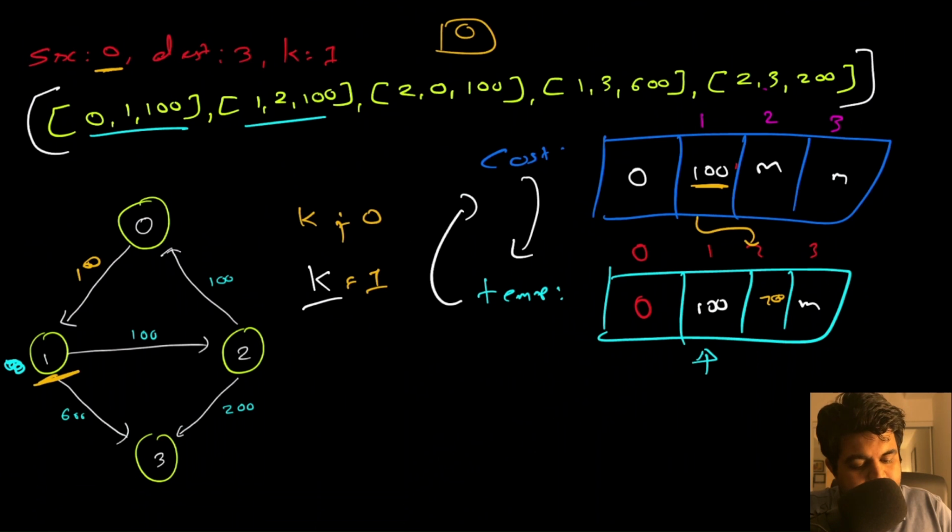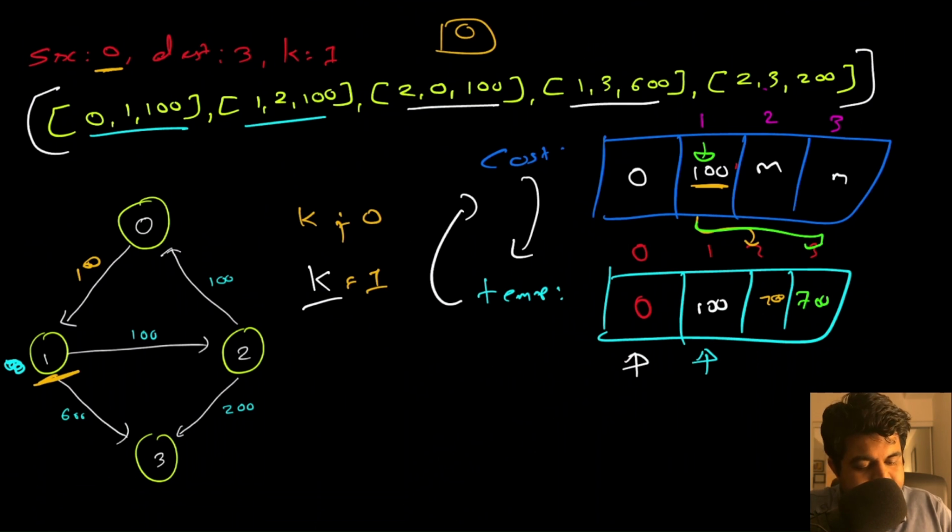We initially started for k is equal to 0, and now we are going to keep on repeating the same process. Now next thing is 2 to 0, it takes 100, but we don't need to update that because in order to reach 0, we already have the value as 0. Next one is 1 to 3 as 600. Currently, in order to reach 1, we have the value 100. So we can reach city number 3, and 1 to 3 is going to be 700. So we are going to update the value as 700.